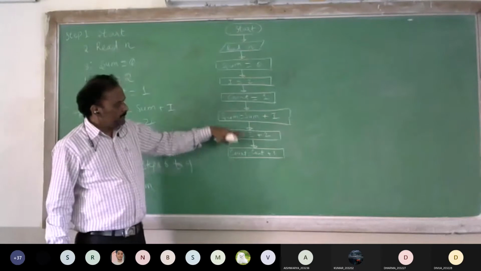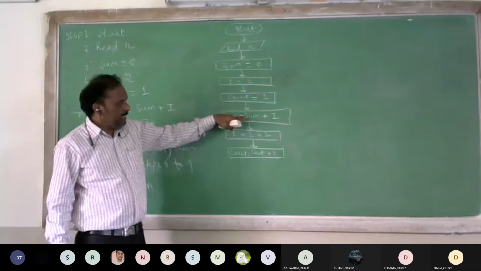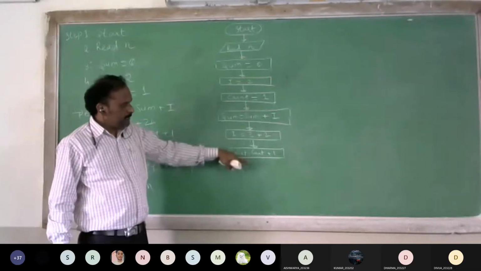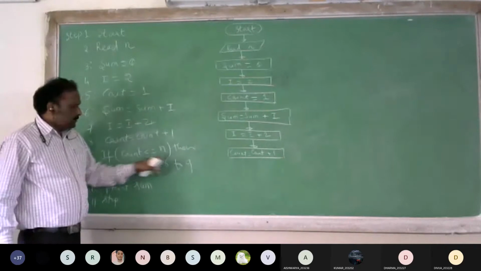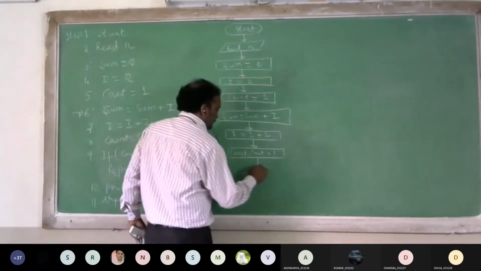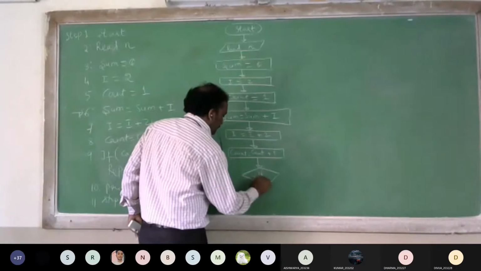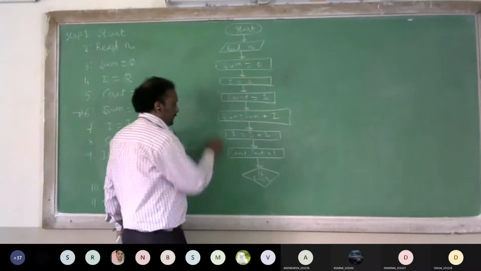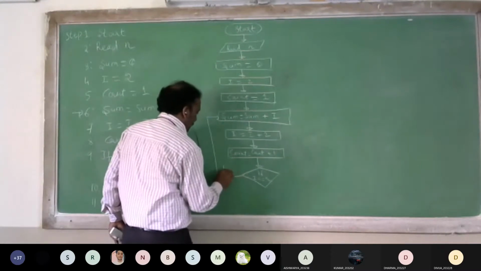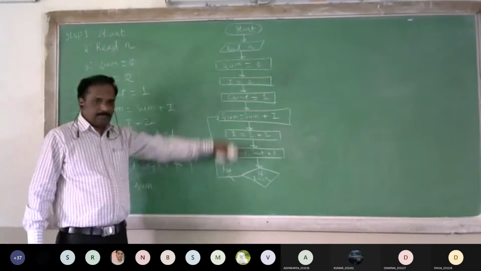Now get the next even number and increase the count. You repeat this process until I is less than or equal to n. Check the condition. If I is less than or equal to n, if it is yes, then repeat these 3 steps.